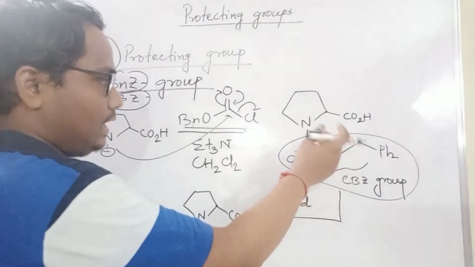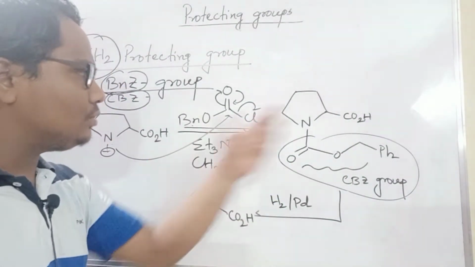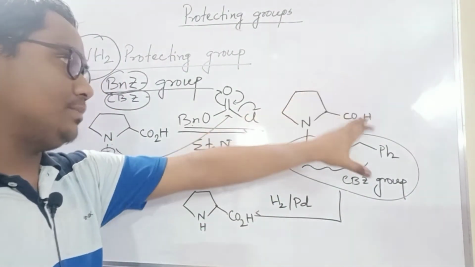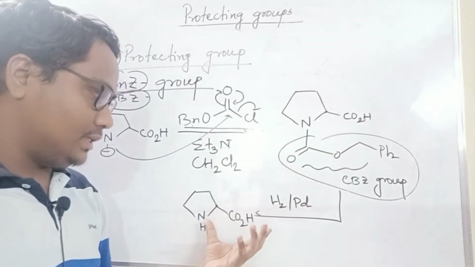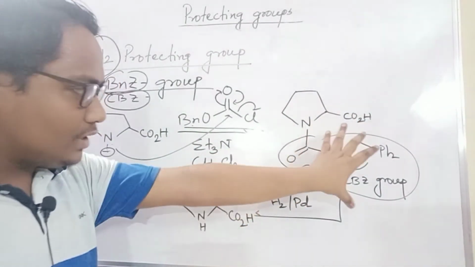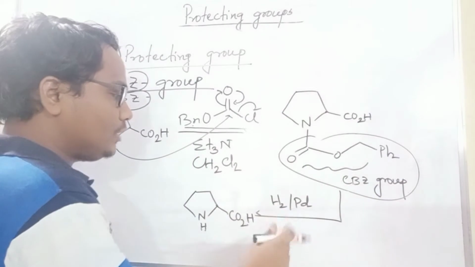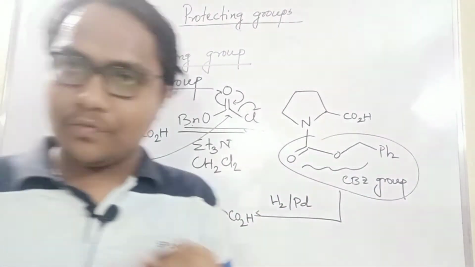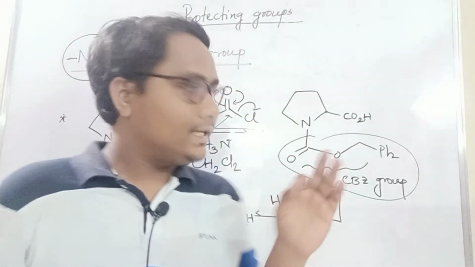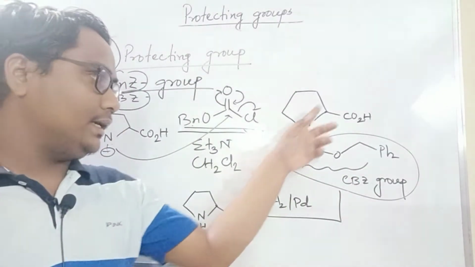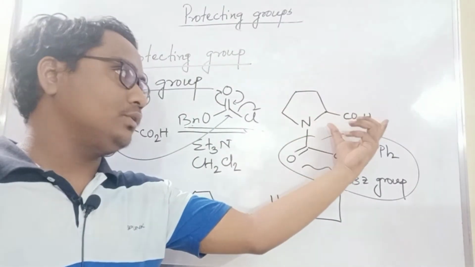And after that reaction, if you want to do some transformation here, because I have not done any transformation. After that, you want to remove it. How can you remove it? H2 palladium. If you use H2 palladium hydrogenation, at that time it will remove. But if you want to do something there, do it easily there.